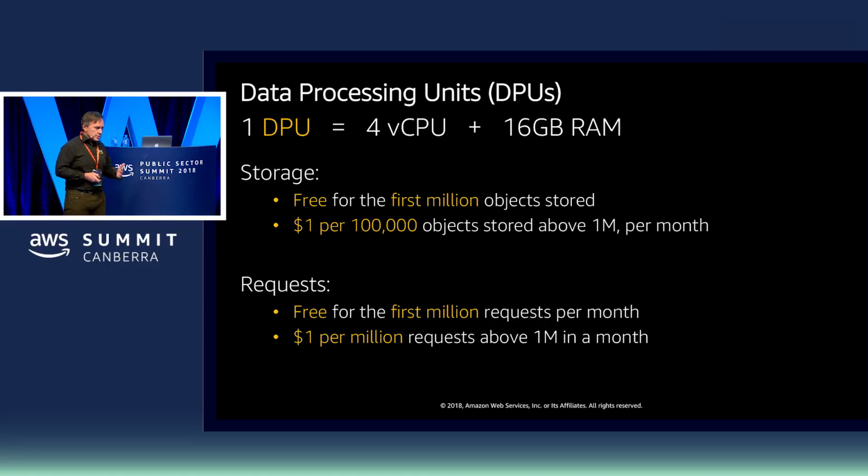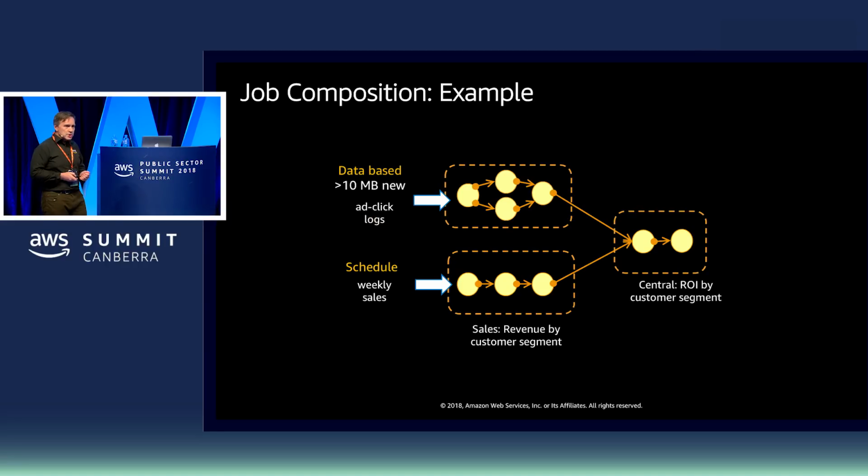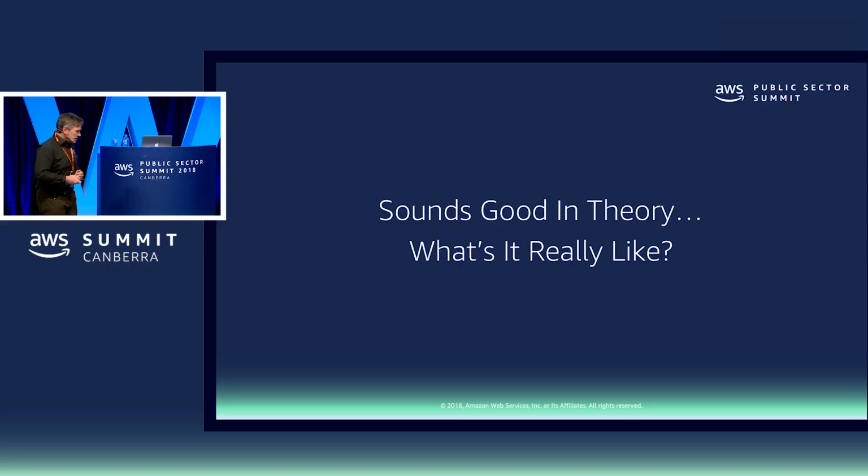There's also costs associated with the metadata catalog itself, but the free limits are so high that I've never seen a customer actually get a bill for their schema objects. So they're quite generous in that regard. And I think I've mentioned job composition already, so that's the mechanism by which you can chain together Glue jobs to create a sequence or a dependency chain. So let me switch over to the demo at this point and show you what it looks like in practice.